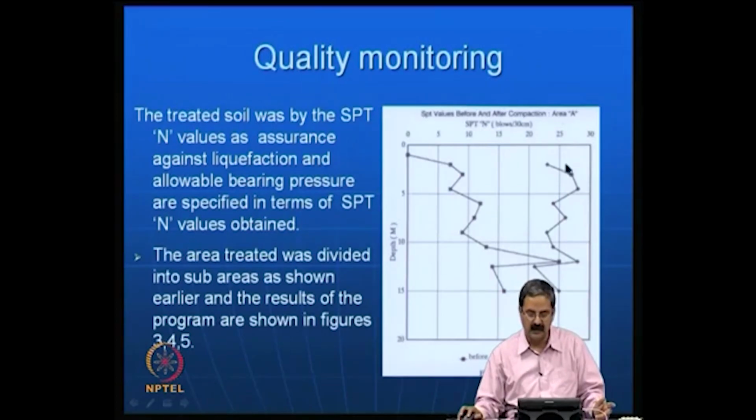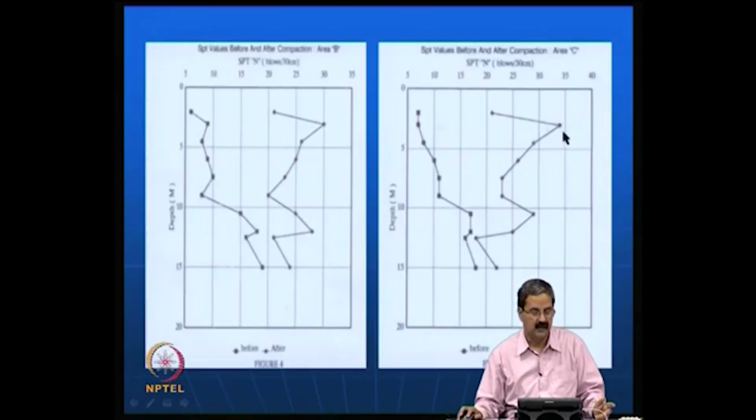So this is in a particular location, area A. Then in the other location, area B, you can see that it's always more than 20 everywhere. You can just say that at one point it's touching. Here you can see that in area C there is some one point which is somewhat less than 20, but all other points are okay.